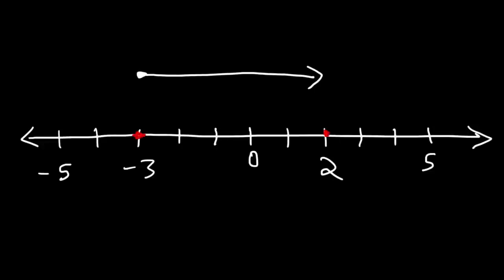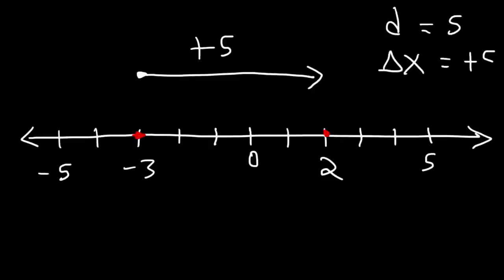The distance traveled is simply 5 units. We traveled 5 units to the right. Now what about the displacement? The displacement is also 5. In this case, whenever you move to the right and you don't change direction, the distance and the displacement are the same. I'm going to use d for distance and delta x to represent displacement.